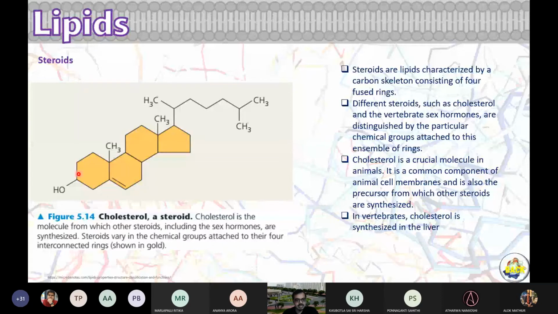They do have this kind of basic arrangement. Here there are some changes in the double bonds and the side chain, nothing else. So that means this is another lipid which is very, very essential, and very important for vertebrates. This cholesterol also can be present in the membranes. What do you understand by membranes?